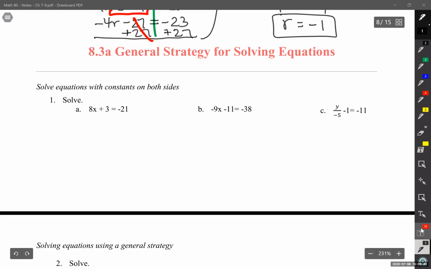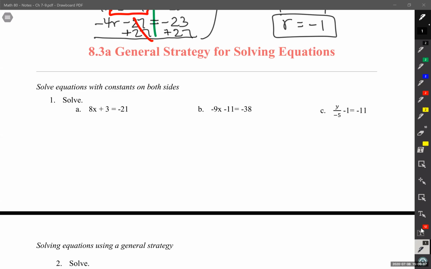There's not a huge amount of problems, but like I said last time, it just needs a lot of practice on your part. I really want you to have these equations under control before you go on to your next course. So we're going to start with 8.3, and that is called a general strategy for solving equations. And so these are just all kinds of equations. There's nothing special. They're not the one-step ones we were looking at before.